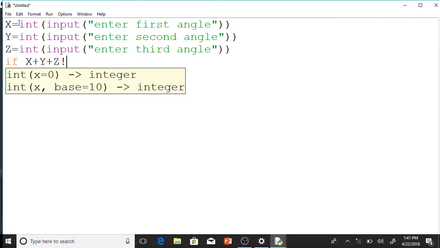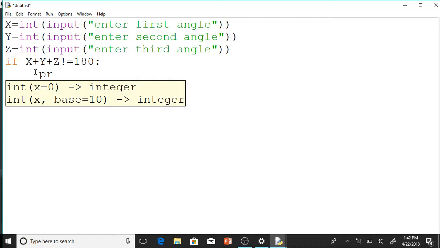This sign means not equal. It means that if x plus y plus z is not equal to 180, then it is not a triangle. And print no triangle.